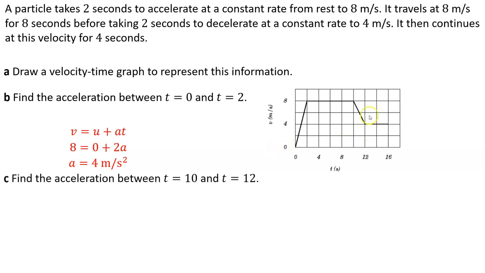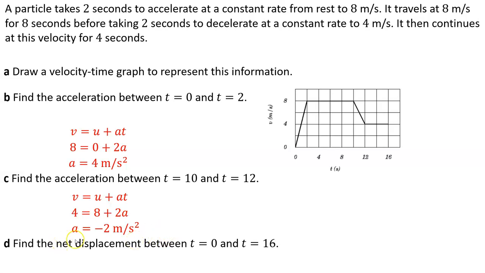The acceleration between 10 and 12, same idea. I can use v equals u plus at, substitute in the values I know, and solve for a. You'll see here, I'm decelerating. It says that in the question. My line is going down, has a negative gradient, so my acceleration is -2.